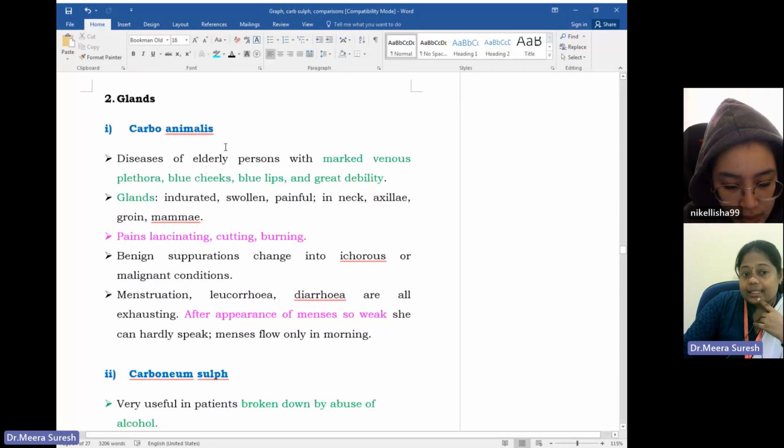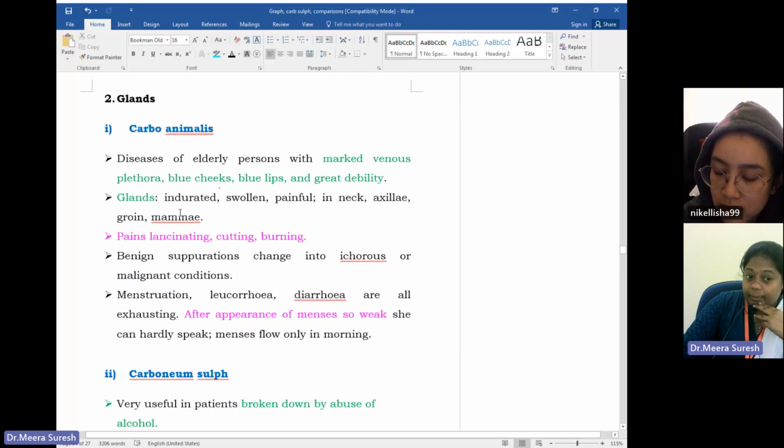Carbo animalis is indicated in elderly persons with venous plethora or varicose veins, blue cheeks, blue lips, and great debility. That is just the constitution mentioned, but then the glandular feature: all the glands may be affected, especially in the neck, axillae, groin, and mammary. So all the lymph glands in this area, the neck, axilla, groin, mammary, will be affected, and they will be indurated, swollen, and painful.